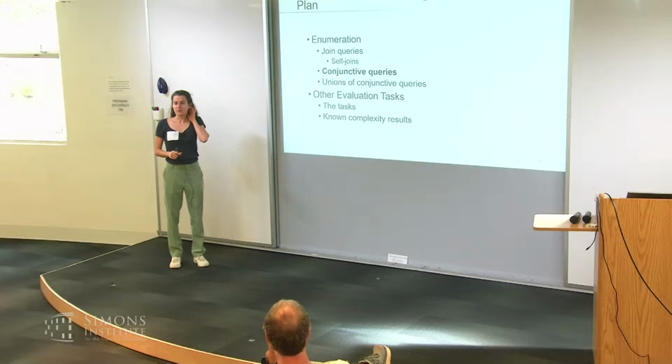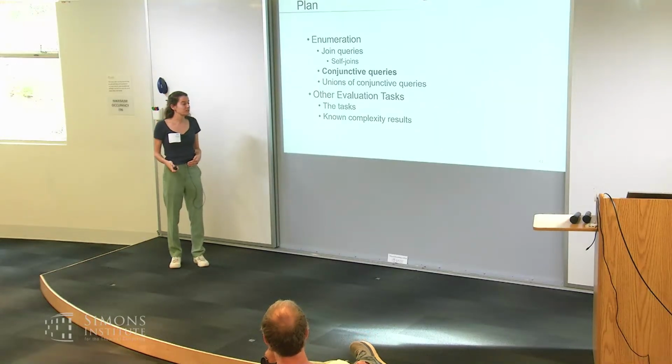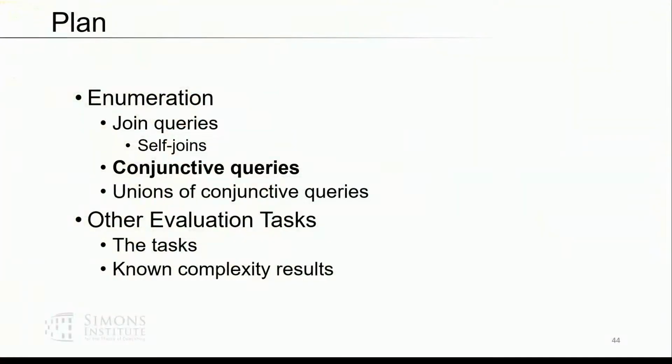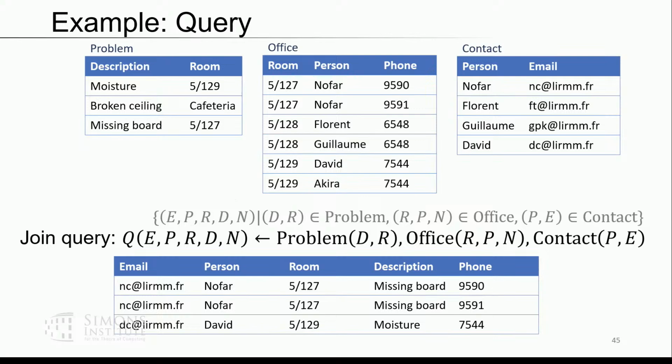Cool. So, in the previous part, we talked only about join queries. Now we're going to increase the expressivity a little bit. And the first thing we're going to do is add existential variables, add projections. So let's talk about conjunctive queries and see what happens.